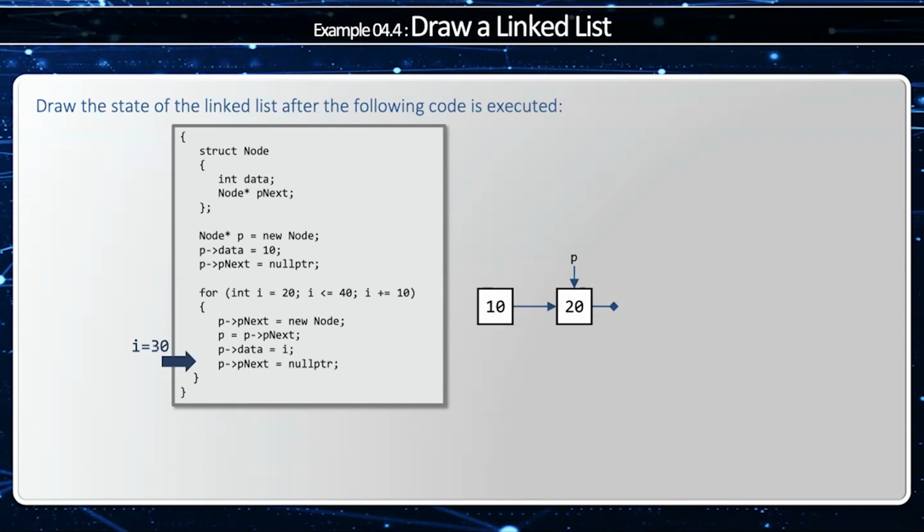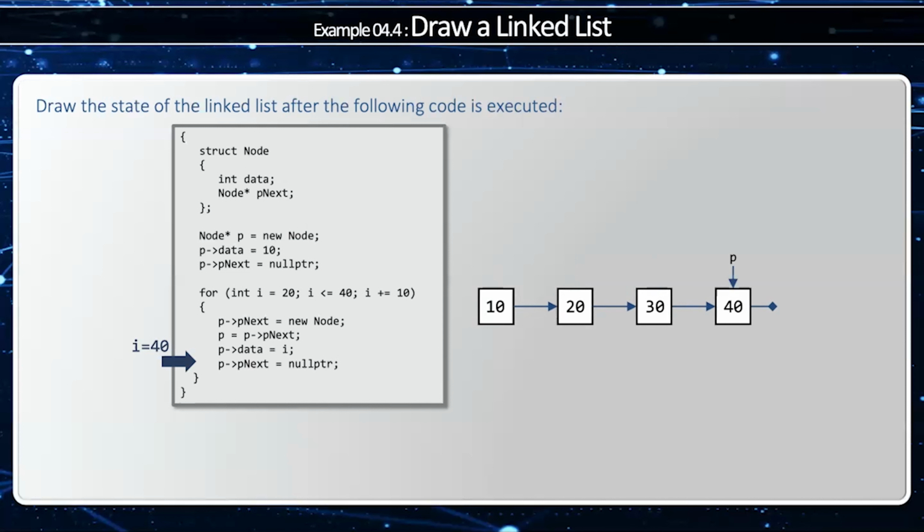Now we're going to set the value to 30. And once again, I'm going to allocate a new node with the value 30. I'm going to add it to P arrow P next, which is the node after 20, and set P next to null. Then I'm going to advance the pointer. Now i will be 40. Once again, I'm going to allocate a new node after 30. I'm going to make P equals P arrow P next, so it's going to advance P, and set the next pointer to null. Now that i equals 40, I will exit the loop.